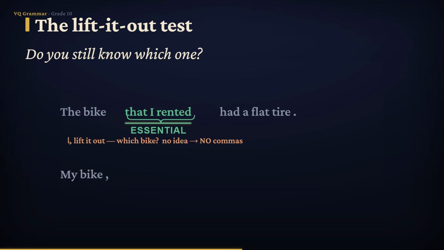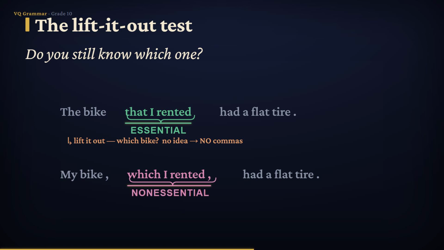Sentence 2. My bike, which I rented, had a flat tire. Lift that clause out and read what's left. My bike had a flat tire. Do we still know which bike? Of course we do. It's mine. The clause was only adding a detail, so it is non-essential, and non-essential clauses get commas on both sides.